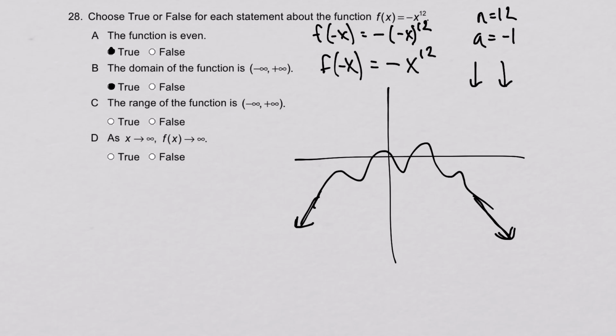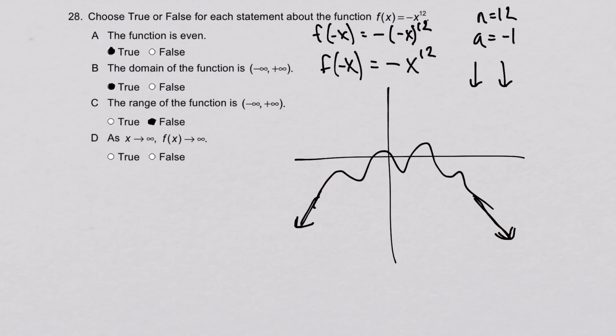The range of the function is -infinity to +infinity. This one is false because the graph is down and down as its end behavior. That means that it does go all the way to -infinity, right? It's going to keep going down forever, but it does not keep going up forever. There's going to be some point where it has a maximum. Okay, so this one is false.